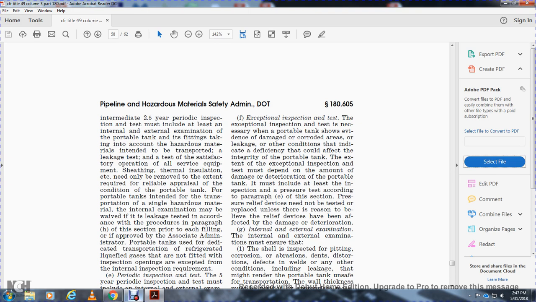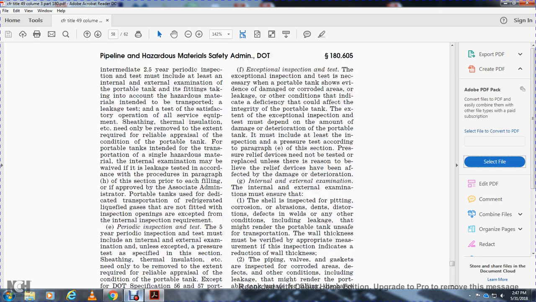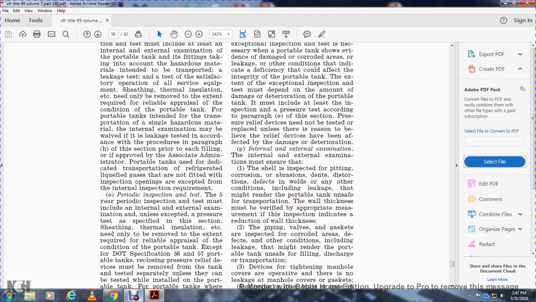G. Internal and external examination. The examination must include inspection for pitting, corrosion, abrasion, dents, distortion, defects of the welds, and any other condition, including leakage, that might render the portable tank unsafe for transportation. The wall thickness must be verified appropriately where measurements indicate a reduction of the wall thickness. The piping, valves, gauges, and gaskets are inspected for corroded areas, defects, or other conditions, including leakage, that might render the portable tank unsafe for filling, discharge, or transportation.